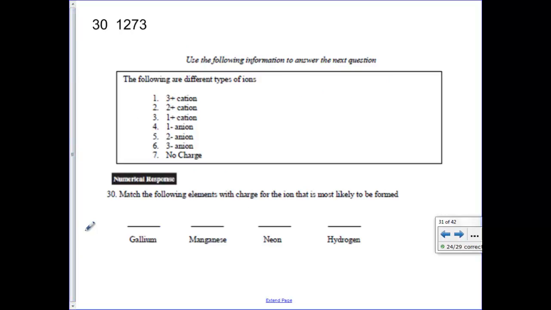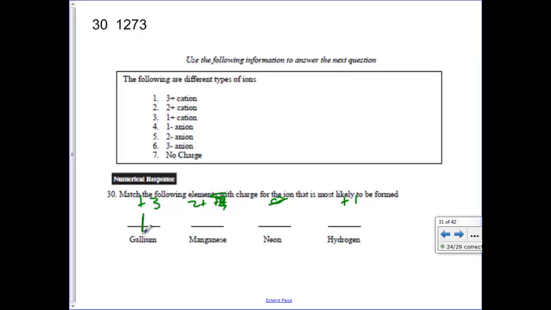Okay. You had one like this on your last test. You've got to know the different charges. Gallium is a +3. Manganese. Ooh, I need to look that one up. Manganese has 2 charges. It could be a +2 or it could be a +4, but it wants the most likely one, so it's +2. Neon has no charge, and hydrogen's most likely charge is +1.